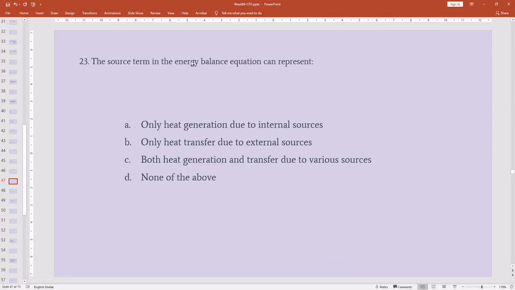From the source term itself, the heat generation term comes to our mind, but heat transfer from external sources, that is external heat added, can also be included in the source term. So the answer is C. Both heat generation and transfer due to various sources.